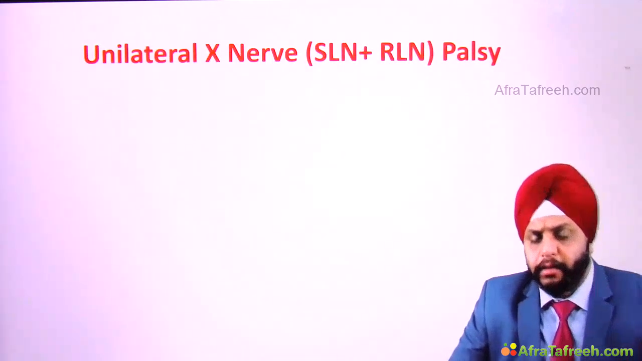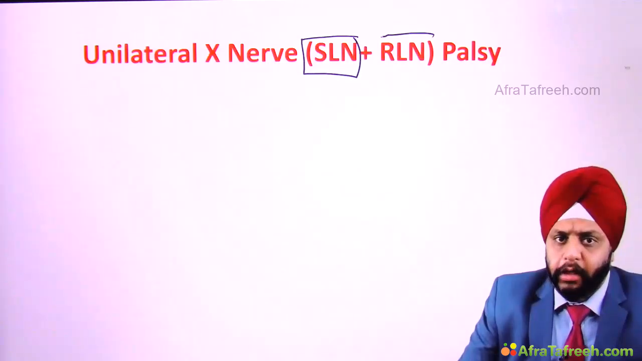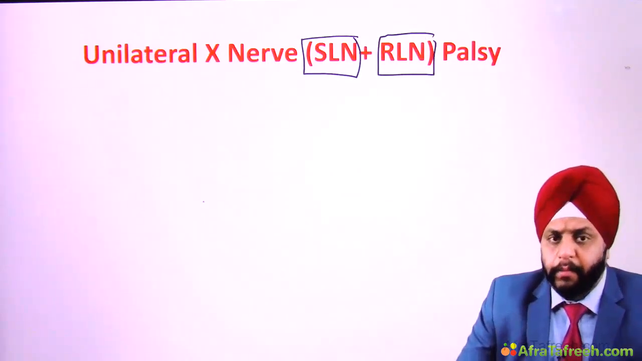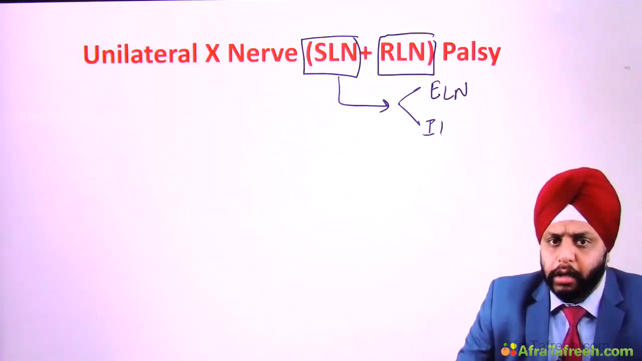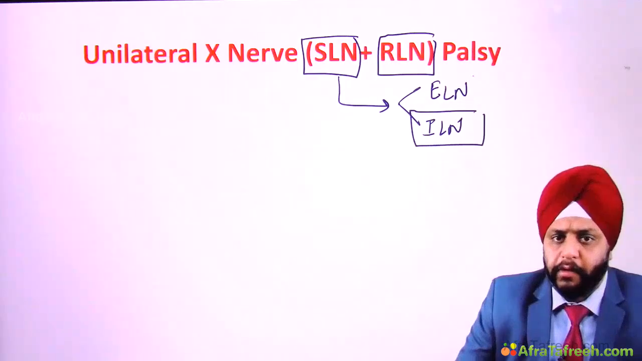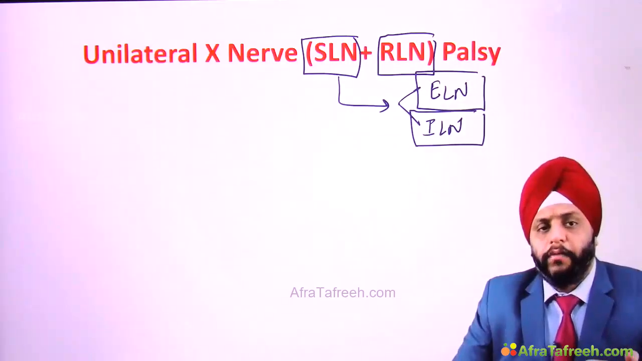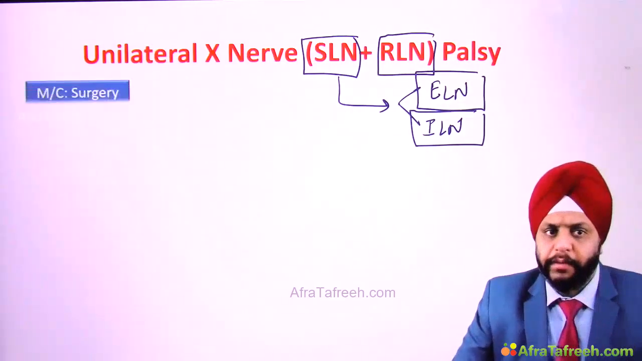So when I say 10th nerve, it means superior laryngeal nerve as well as recurrent laryngeal nerve. Remember, superior laryngeal nerve means again two nerves, external laryngeal nerve and internal laryngeal nerve. Remember, each of these branches have separate functions. So all these functions are lost when we have the 10th nerve palsy.